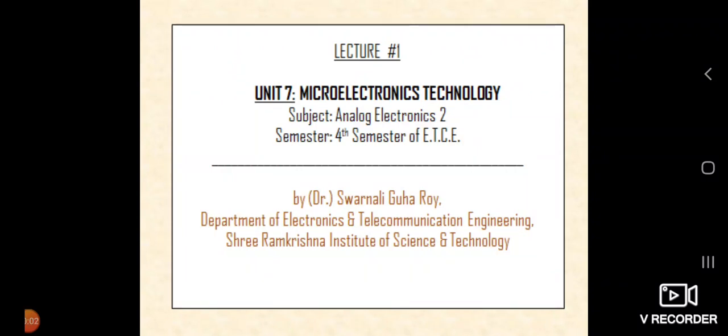Hello students, our topic of discussion is microelectronics technology, which comes in your fourth semester. This is a very important topic in electronics. In this lecture, I will give you an introduction to microelectronics technology and at the same time a basic idea about the fabrication of devices in integrated circuit form.